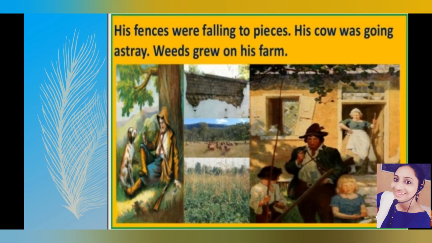His fences were falling to pieces. His cow was going astray. Weeds grew on his farm, and the fences of his farm were falling to pieces. They were broken, and his cow was going astray. His cow was roaming here and there. Okay, and weeds grew on his farm. Weeds means unwanted plants. So unwanted plants grew on his farm. It means that he was not at all taking care of his farm. He was not at all serious about working on his farm. Okay, he just wasted his time because he was very lazy and he did not want to do any work.